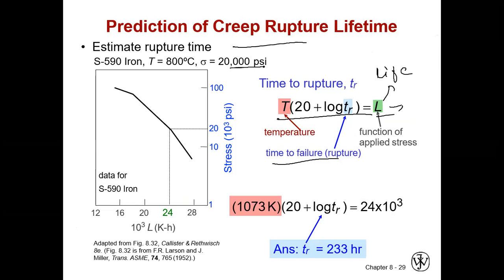Okay, so for 2000 psi applied stress and at 800 degrees centigrade for S50 iron, this graph has been plotted, and it says to find the time to rupture, right? This is basically a problem for us. So if I convert 800 degrees centigrade to Kelvin, how much is it? 800 plus 273.